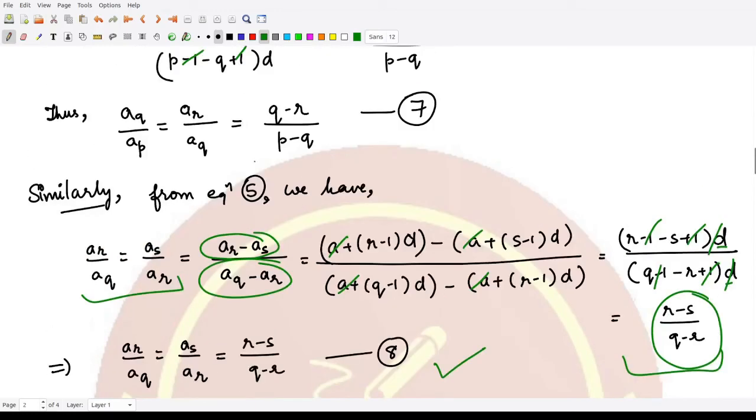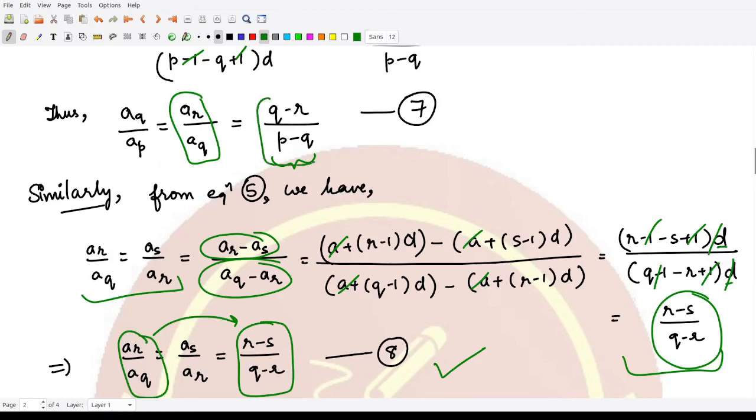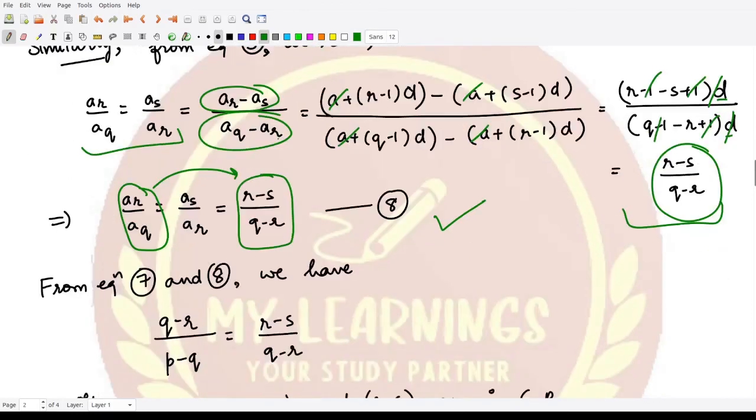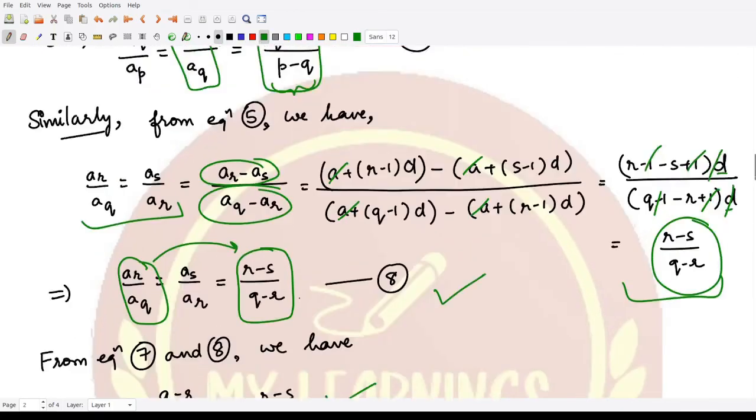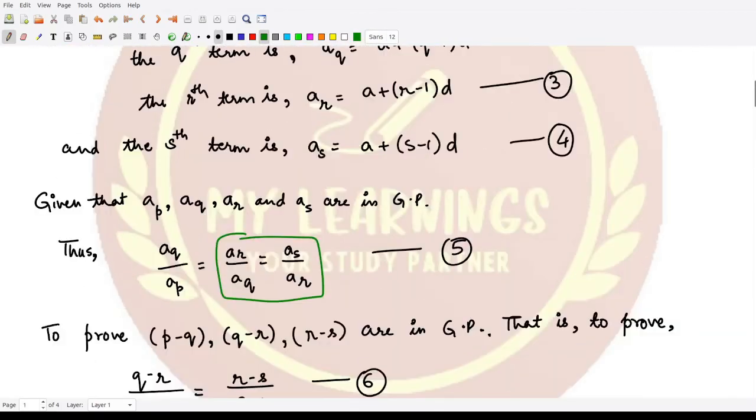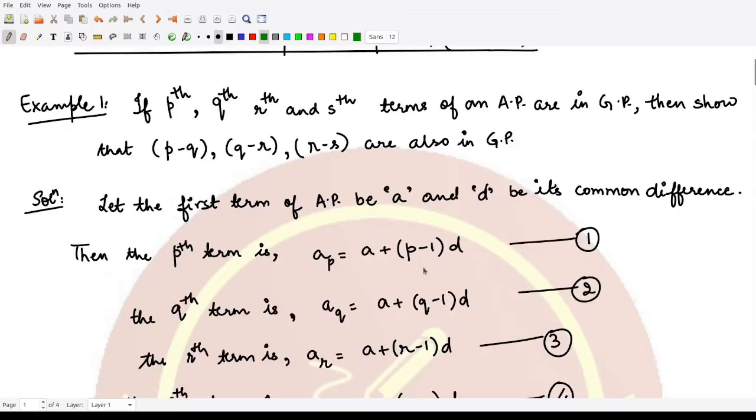From equations 7 and 8 you can see that ar upon aq is equal to q minus r upon p minus q, and ar upon aq is equal to r minus s upon q minus r. So using these two equations, these two terms are equal to each other. If these two terms are equal to each other, what does it mean? It means that the three terms p minus q, q minus r and r minus s are in GP. And this is what we wanted to prove in this particular question. So I hope you understood this question well. That is it for this video. Thank you for watching.